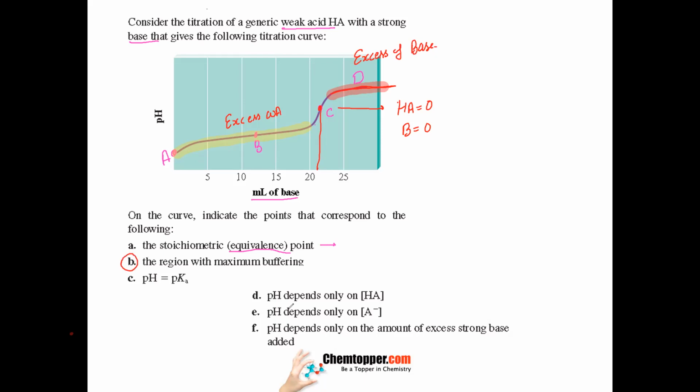Where is the half equivalence point? Indicate the half equivalence point in this titration curve. Yeah, it is B, this one. That is the reason for maximum buffering, agreed? You remember this is the best buffer area? Maximum buffering, you can see the line is nearly straight. No change in pH. Best buffer area.